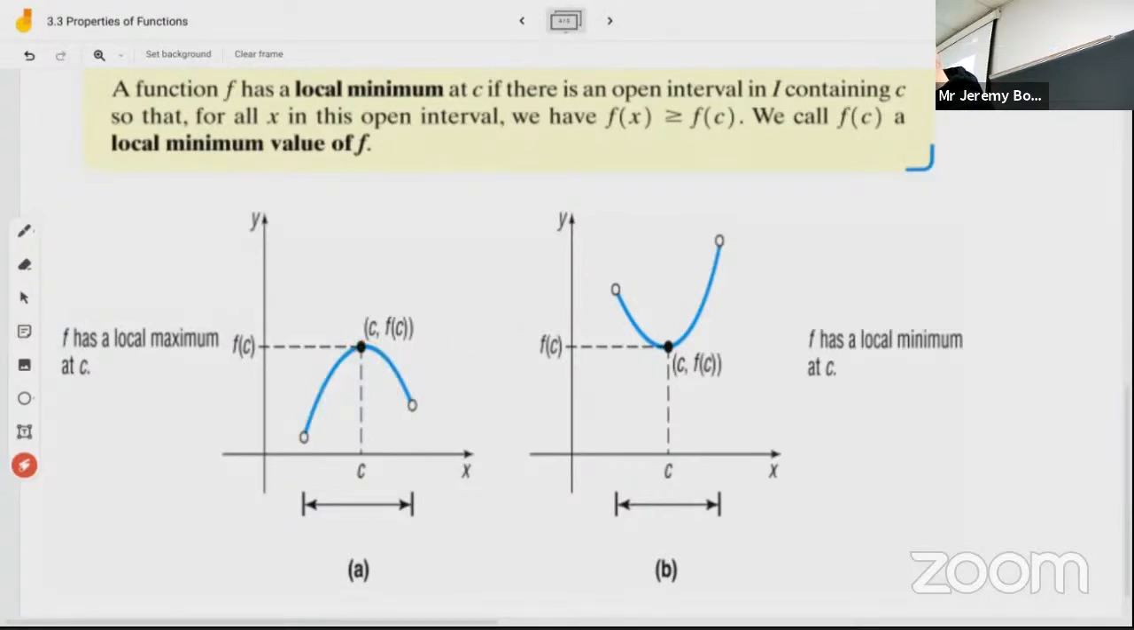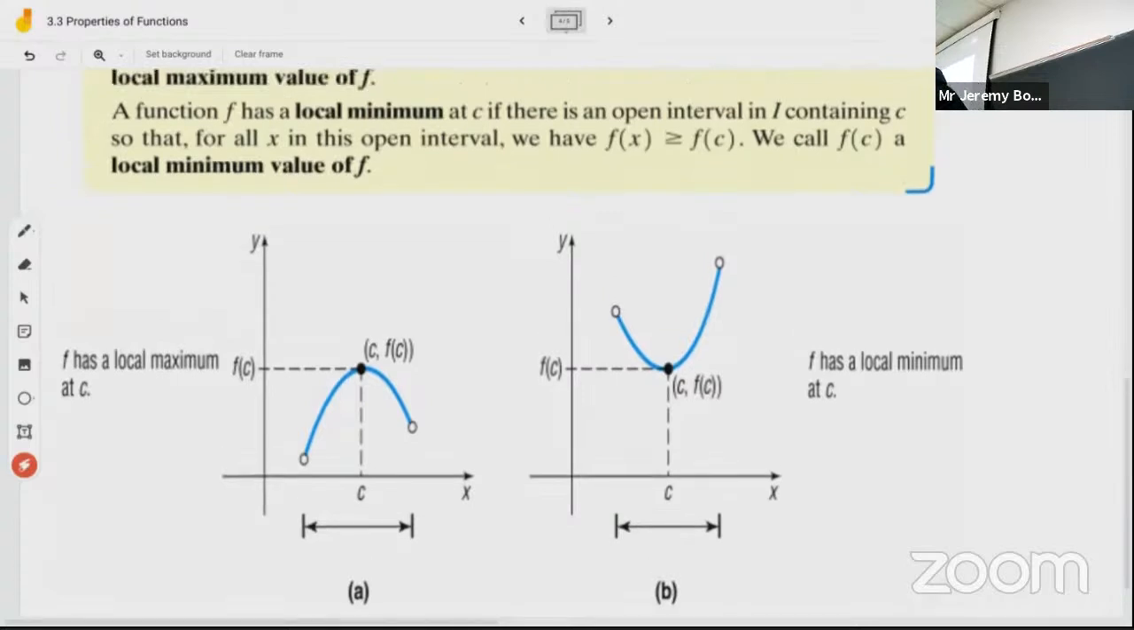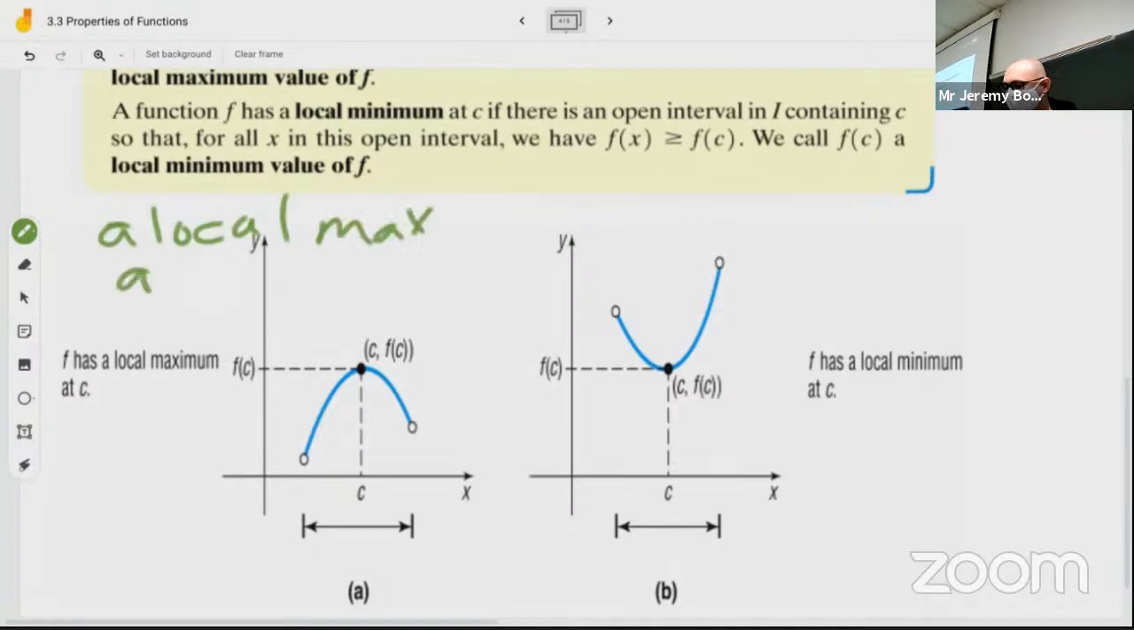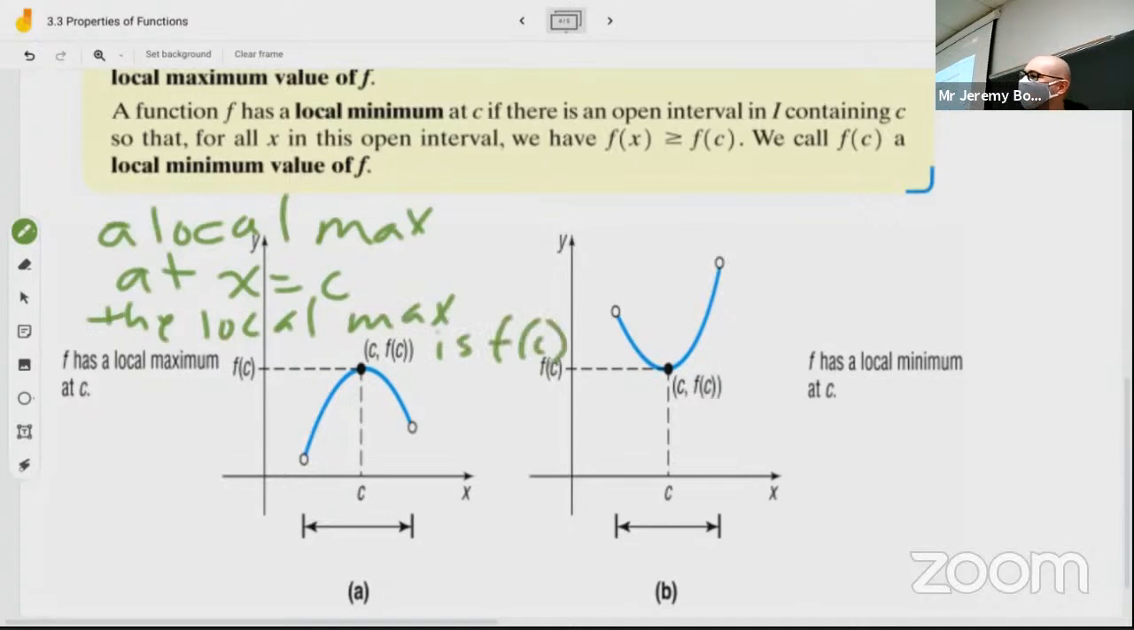Now, remember, some of the way of writing this usually gets confusing to people. For this one here, we would say that we have a local max at x equals c, and the local max is whatever f of c is. So the y value is the max. Where is the max at? That's what the x value is.